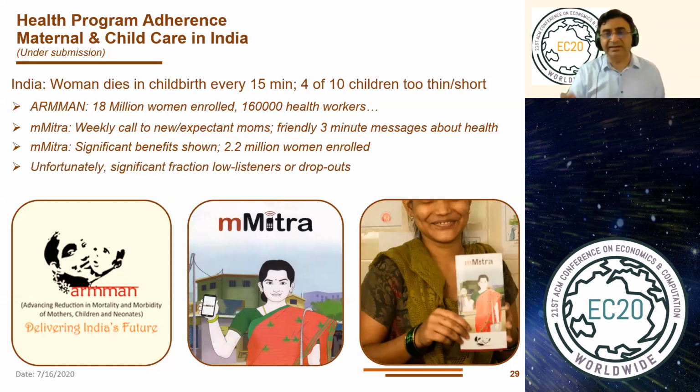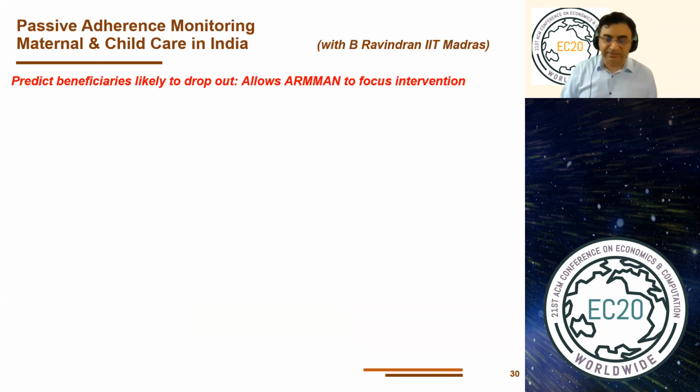One challenge though is that there's a significant fraction of these women who are low listeners or drop out. And then the question becomes, can we predict which beneficiaries, which women, are likely to drop out of the program? That would allow ARMMAN to focus their intervention, allow health workers to try to retain these specific women who we have pointed out are at high risk of drop-off.